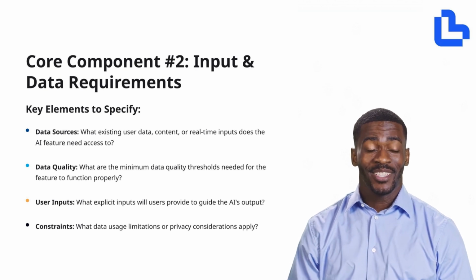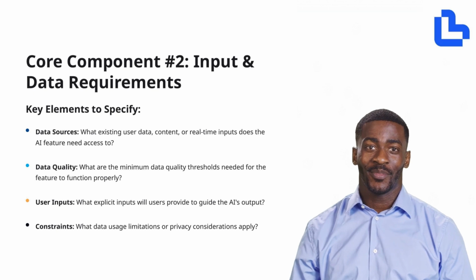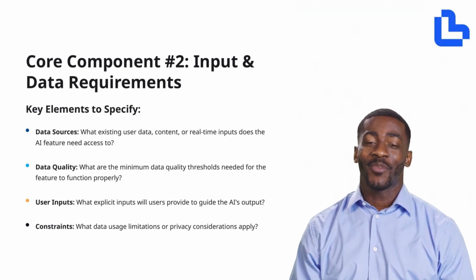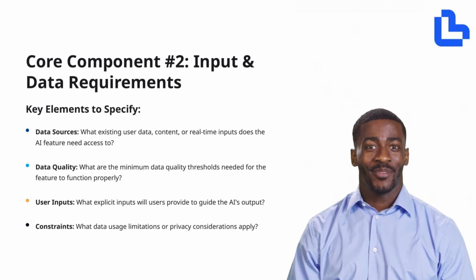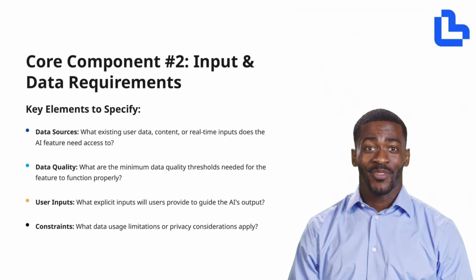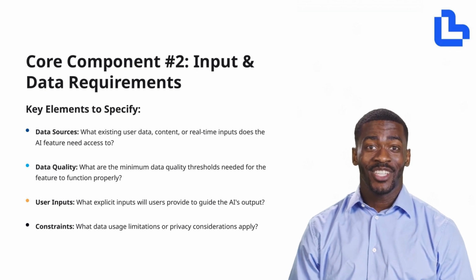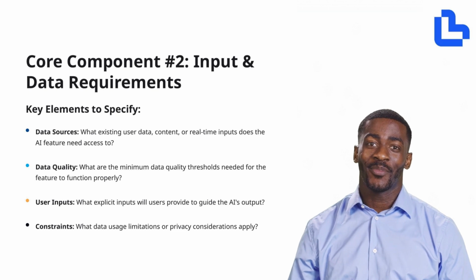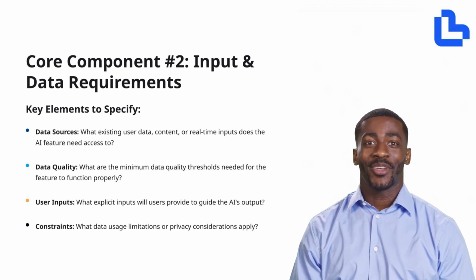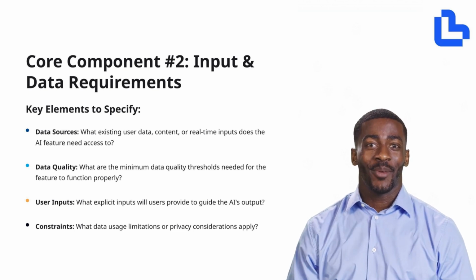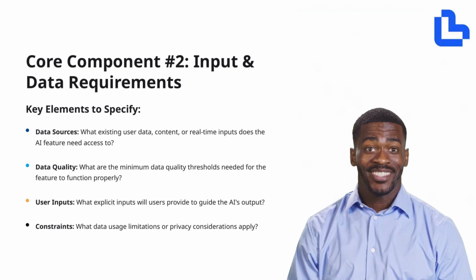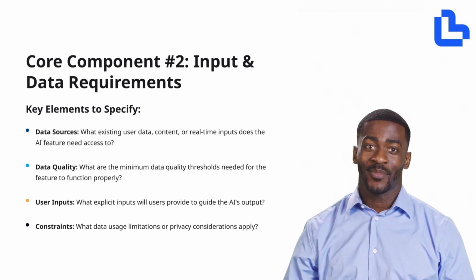Then, outline the user inputs. What will users explicitly provide to guide the AI's behavior? This could be preferences, prompts, selections, or corrections. Understanding how users interact with the system helps shape the AI's responsiveness and personalization.